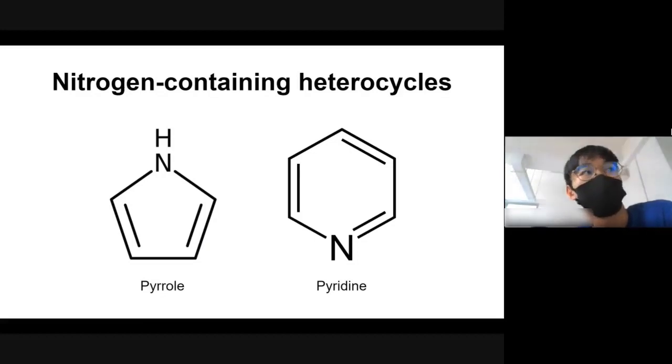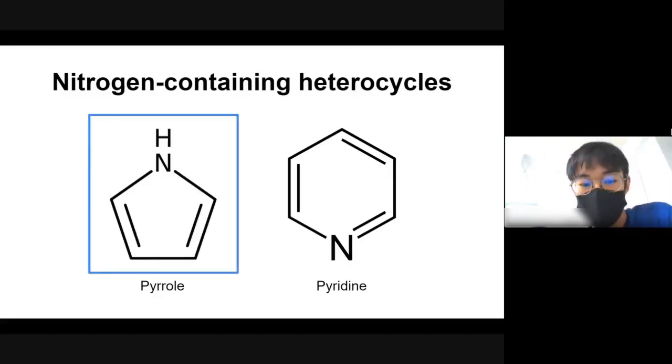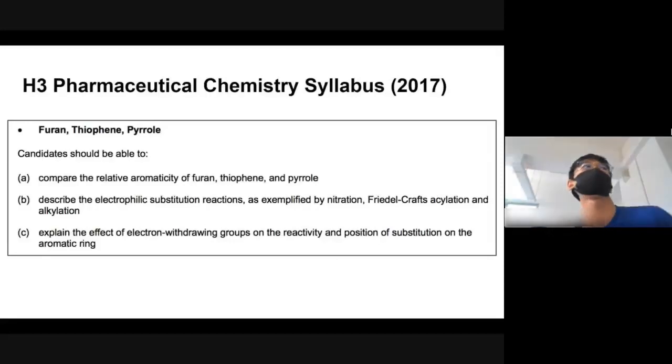Under nitrogen-containing heterocycles, the most common compounds that you'll see will be pyrrole and pyridine. For the purposes of time, we will only look at pyrrole today. Okay, so this was the previous syllabus under Pharm Chem.